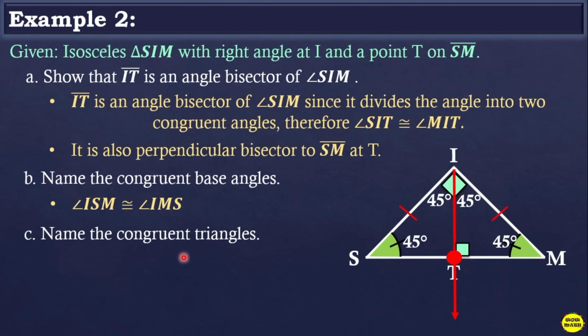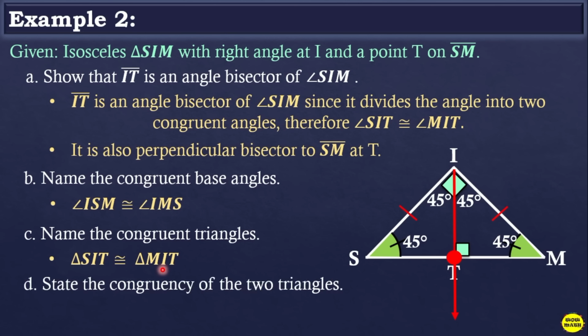So, name the congruent triangles. We have triangle SIT is congruent to triangle MIT. Why? What postulate or theorem? By the ASA congruence postulate. Why? Because we have here the angle, the included side, and the congruent angle. So we have the first angle, the included side, and another angle, which is congruent to the angle of another triangle. So we have ASA.